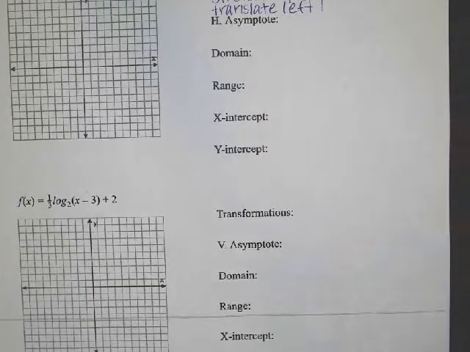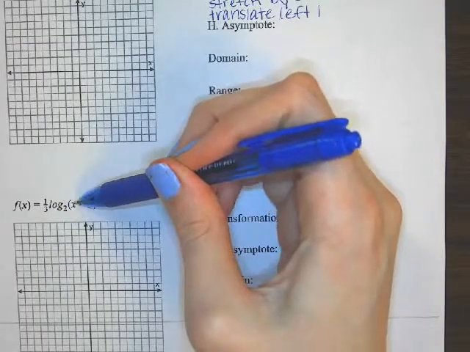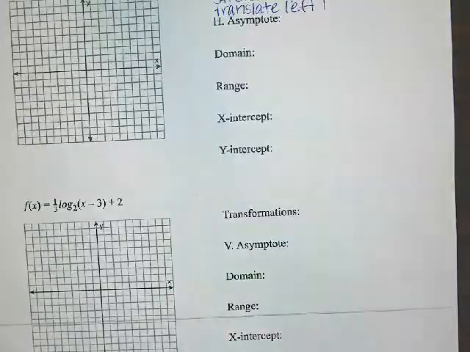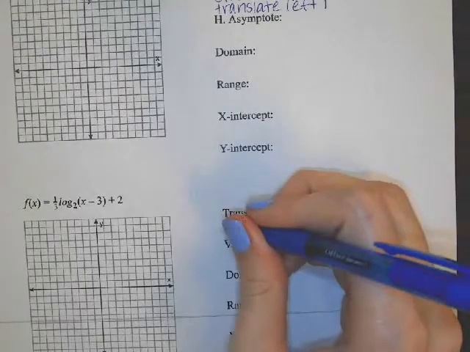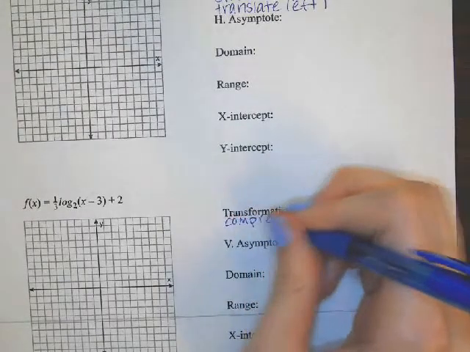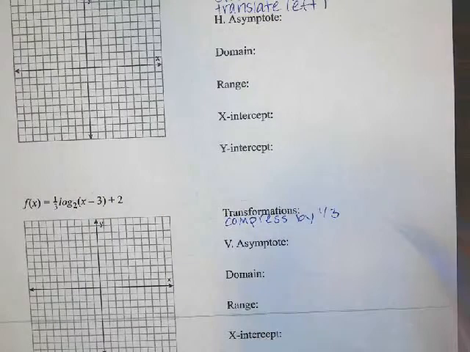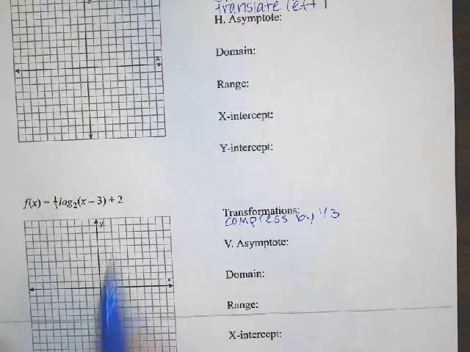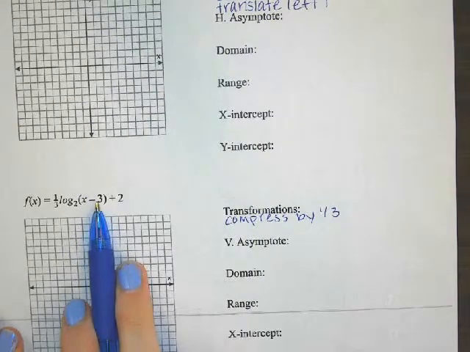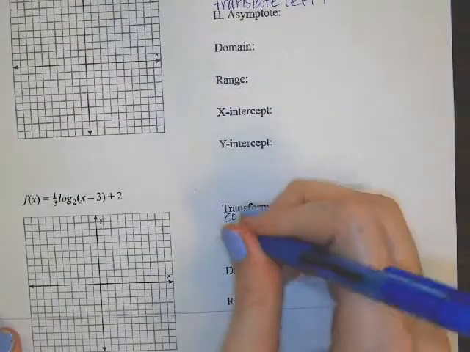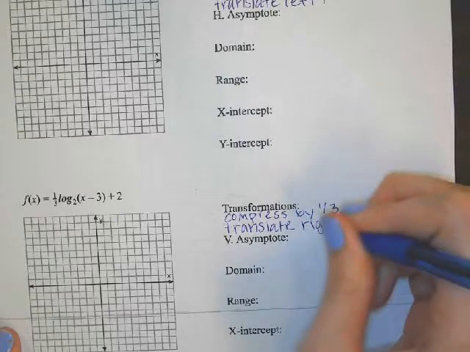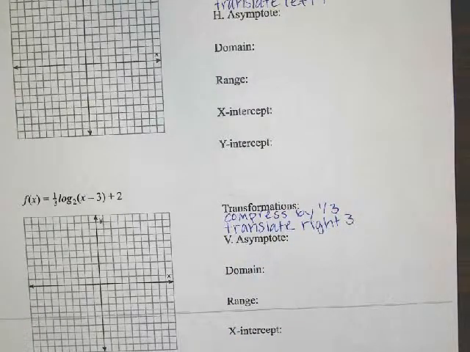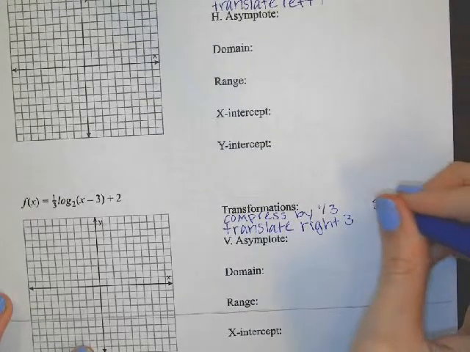So on this one, the log base 2 of x is the parent function. Everything else represents a transformation. So what is the third going to do if I multiply the outputs by a third? Compress by 1/3. And then my h value is the -3 since it's inside with x. We inverse that. It translates where? Right. And the last one is the +2, which is on the outside. It shifts your outputs up 2.